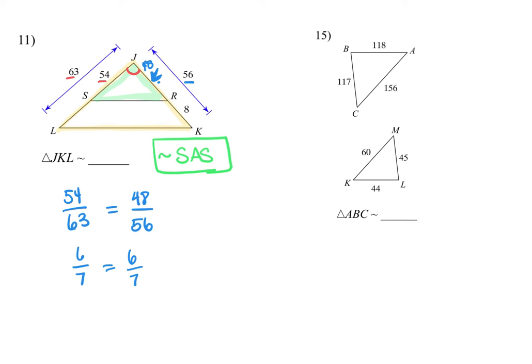Since they are similar, then you want to complete the similarity statement. J should correspond to which angle? That's easy. J corresponds to itself, right? K in the larger one should correspond to R, and L should correspond to S. So your answer has to be in that order, J, R, S. You need the triangle symbol, and you need it to be in the order J, R, S.